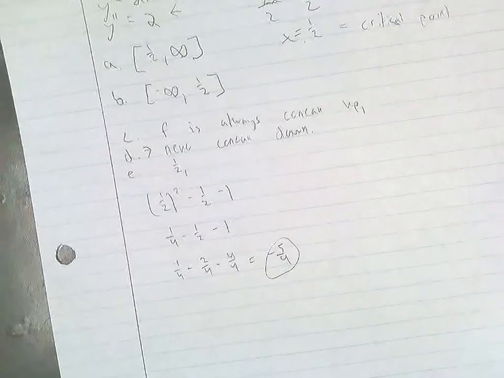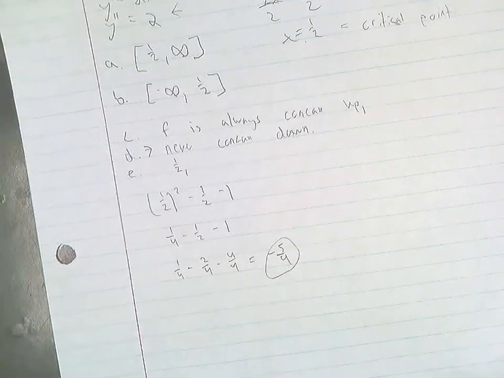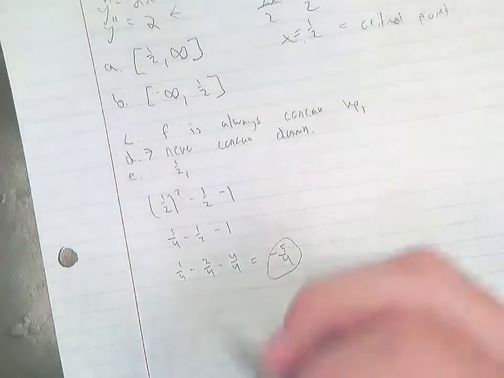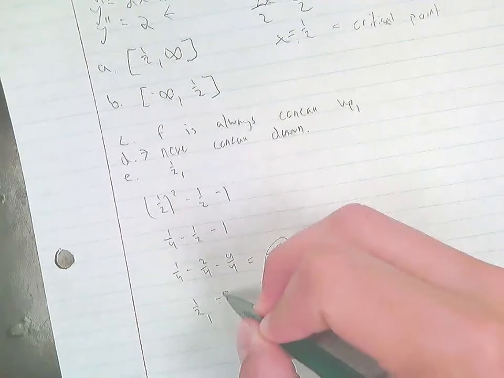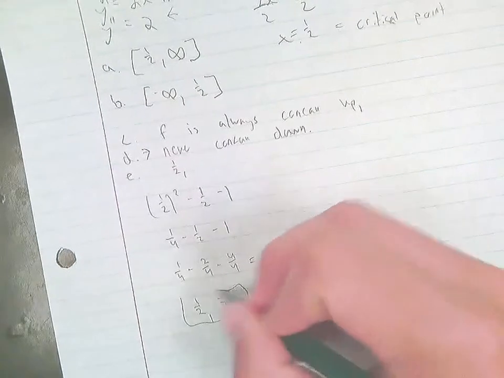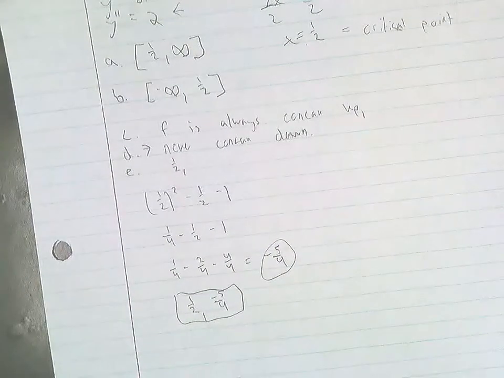So this is the local extreme value. So we got 1 half from before, negative 5 over 4 from plugging it into the equation. And this is a local extreme value because it goes from negative to positive.